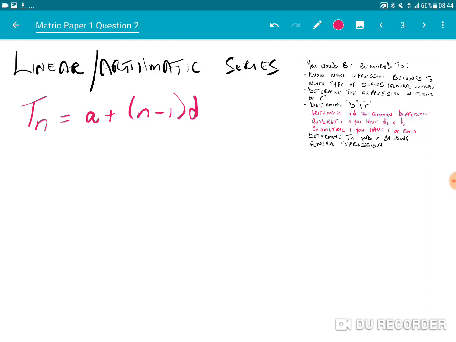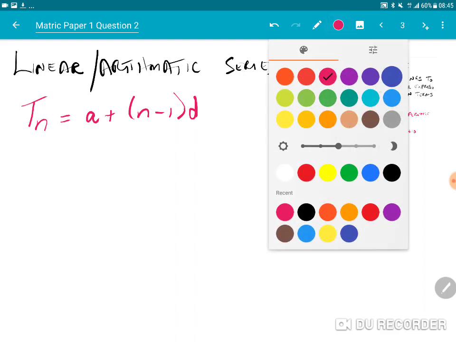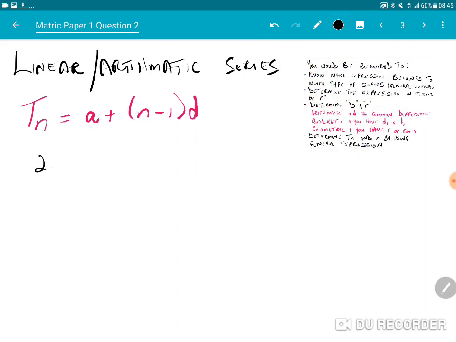The first thing is we're going to look at what each of these variables means. Let me just write an example of an arithmetic series down. So let's say we have a series 2, 4, 6, 8, 10. Very simple series. So when we have this, on top we can write 1, 2, 3, 4, 5.